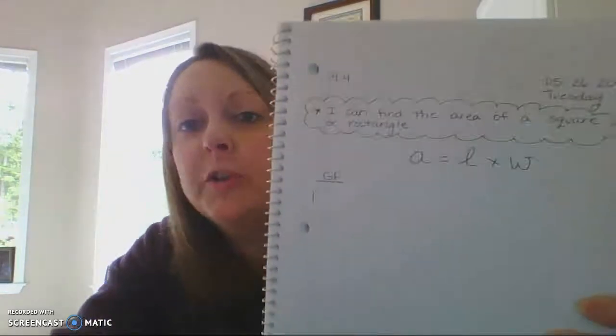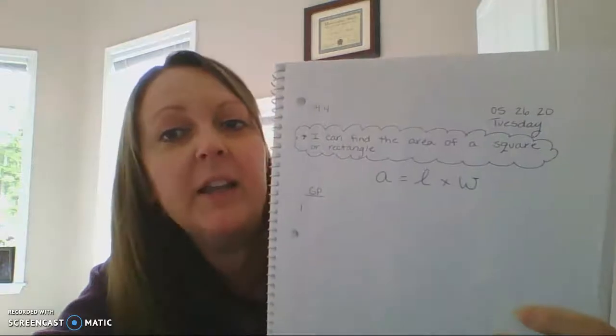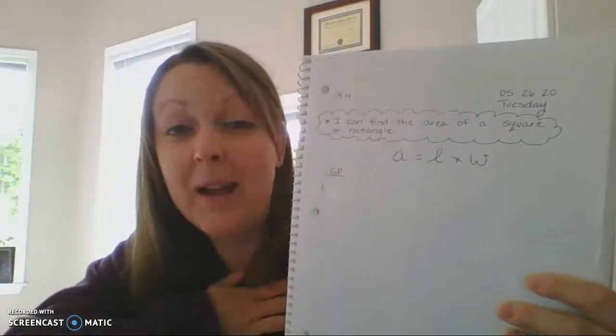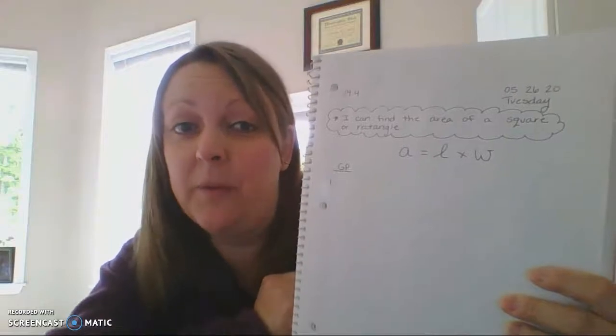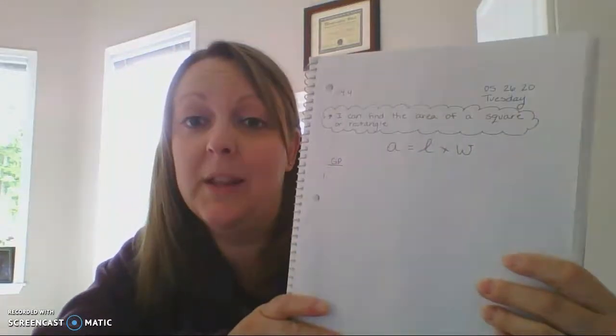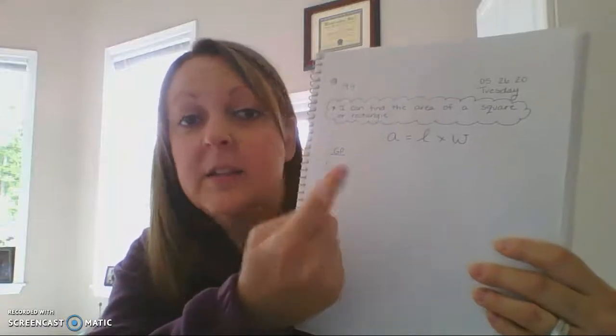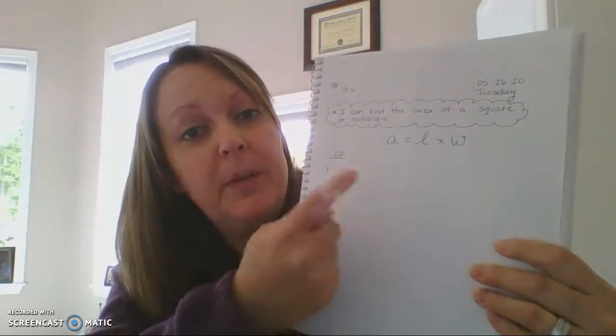So today, as we move on, you're going to need a pencil and some paper because we're going to be working on finding the area of squares and rectangles. So our learning target today is I can find the area of a square or a rectangle. And then what I did was I automatically wrote down the formula because we are going to be using that a lot today. Area equals length, side to side, times width, up and down.